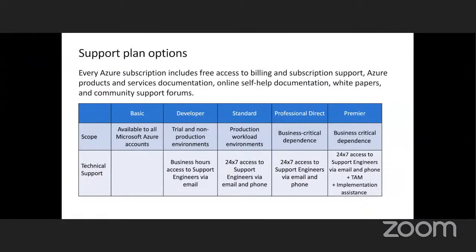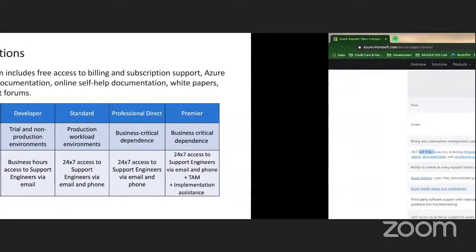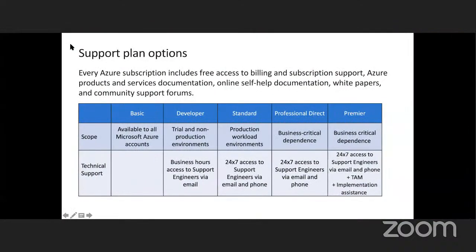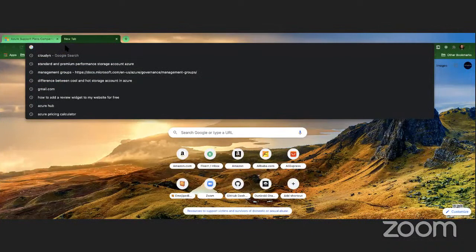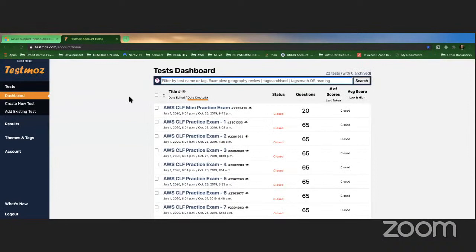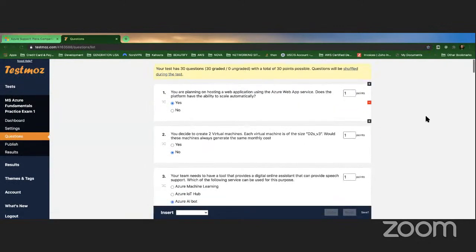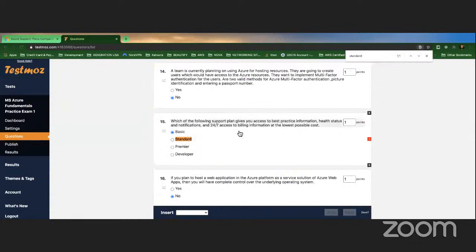The question is, which of the following support plans gives you access to best practice information, health status and notifications, and 24/7 access to billing information at the lowest possible cost? So I checked standard because of what we have here that I studied, and it was incorrect. It said no, that the answer is basic. So I'm a little confused about that. Okay. What exam was that? 1, 2, or 3? The one exam. This is just to clarify, sorry. Yeah, I understand. Let me see. In my case it was question number 15. Yes, that. So I clicked standard and it said incorrect.